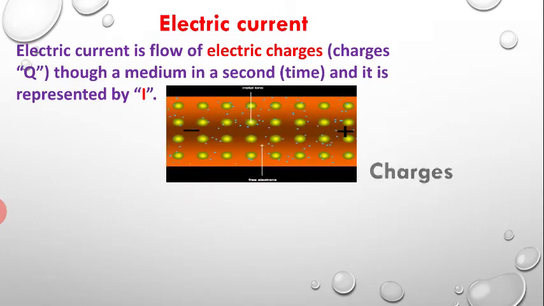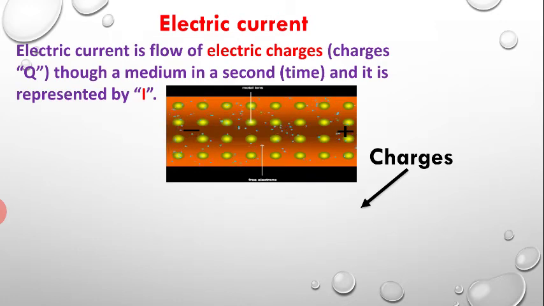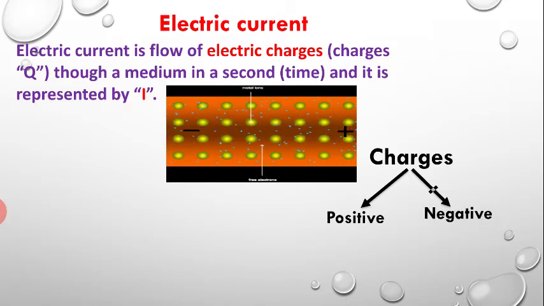Okay, you will find that in nature, we have only two kinds of charges, that is positive charge and negative charge. Positive charge is possessed by the proton, that is present in the nucleus of the atom, and the negative charge is possessed by the electron, that usually revolves around the nucleus.